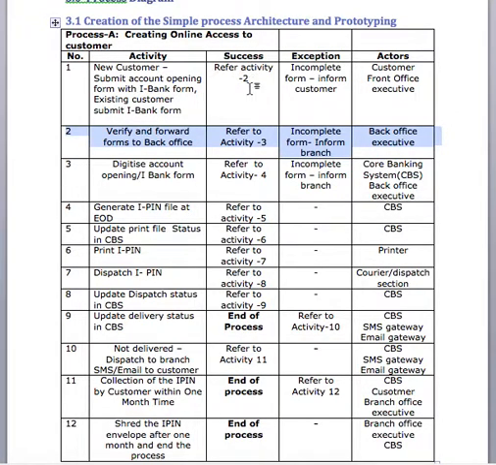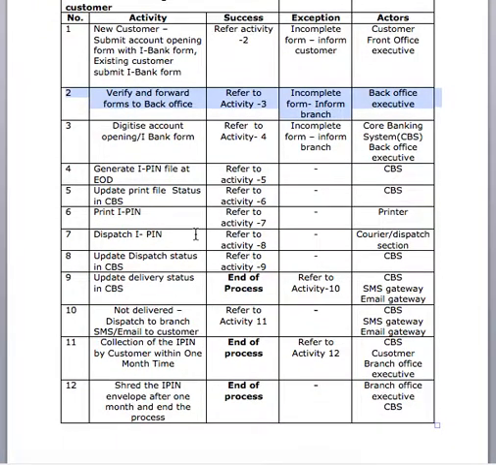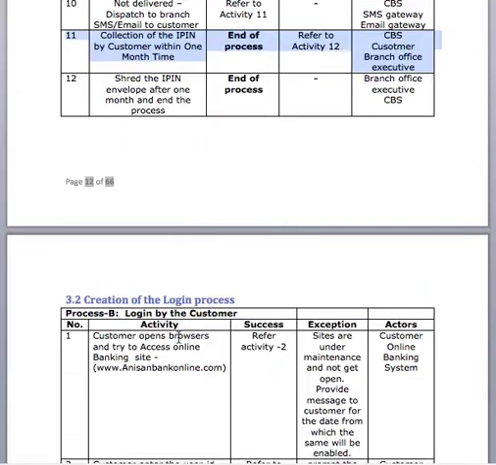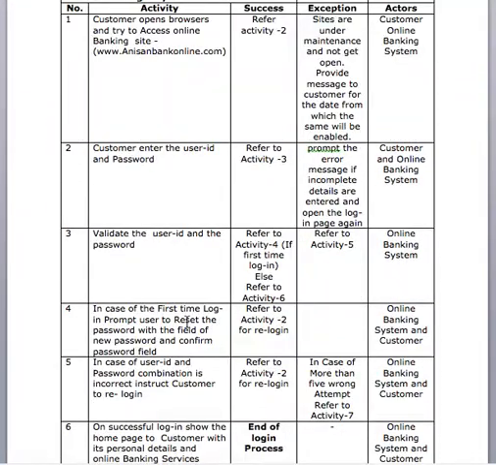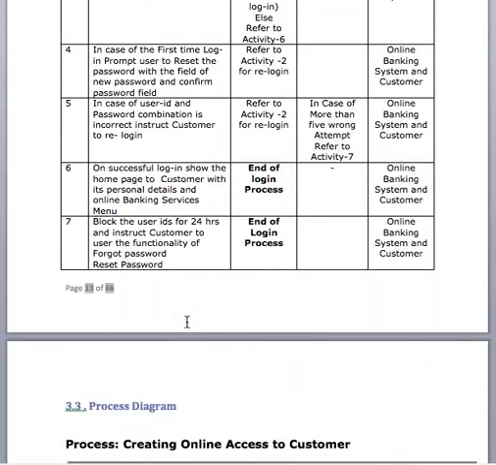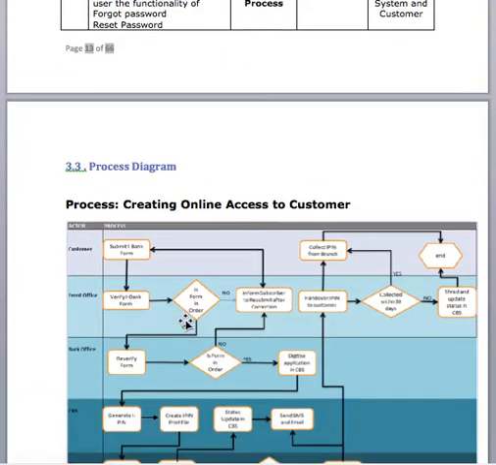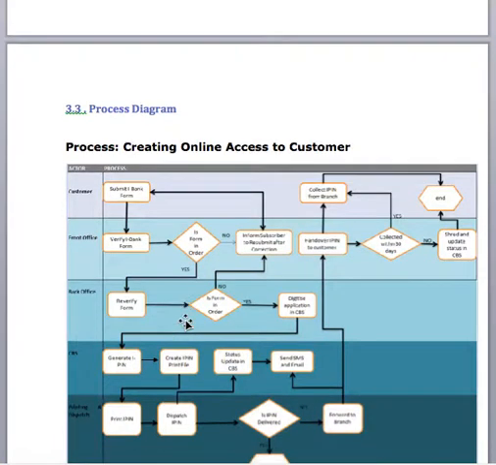Success, refer to activity 2. If it is successful, refer to activity 3. So it is going to different stages, right? So update the delivery status, end of the process. If it is not delivered, refer to activity 11, and that 11 is the end of the process. So again success and failure, both the criteria have been captured. Okay. And again in a similar way, these other processes have been captured. This is a login one, and here a diagram is created in a very systematic way.